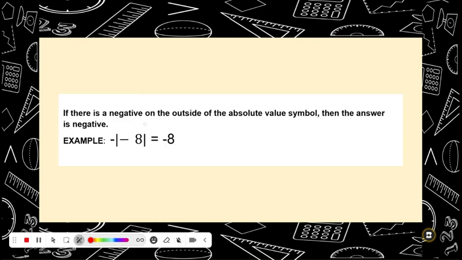Okay, if there's a negative on the outside of the absolute value symbol, then that's the only way you're going to have a negative. Because what this is saying is, we have a negative and then take the absolute value of -8, which is 8. And that's why that answer would be negative. Only if you see a negative on the outside of the absolute value.